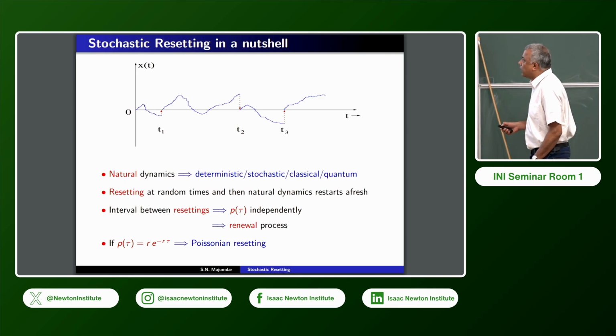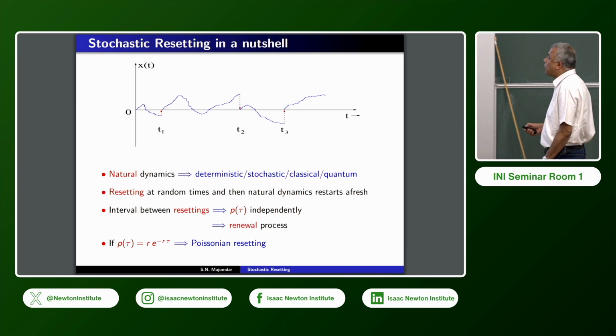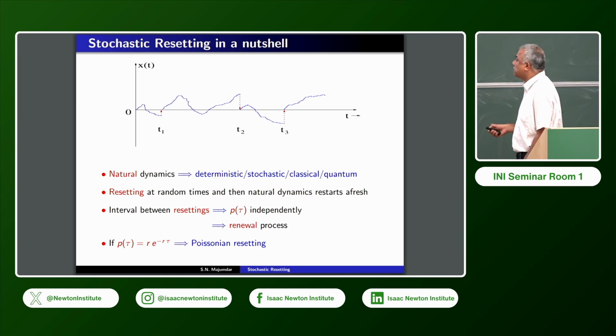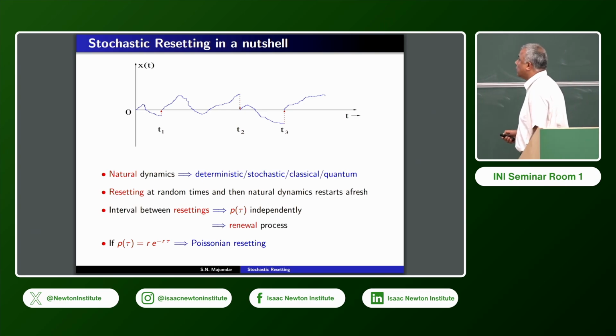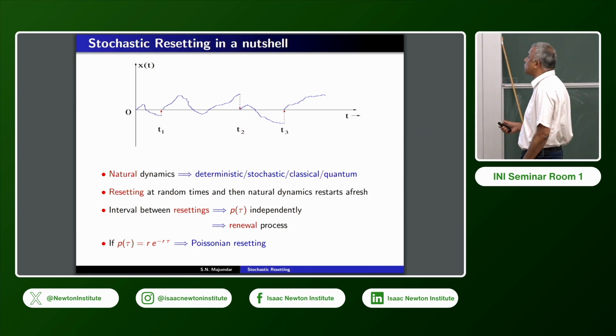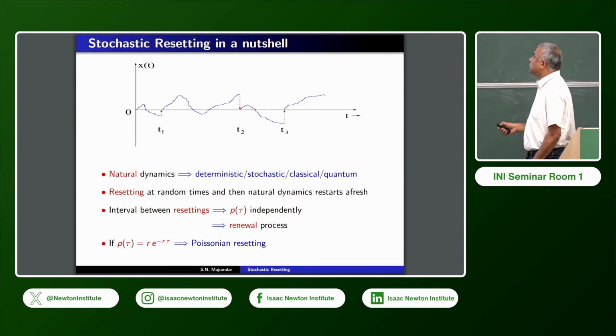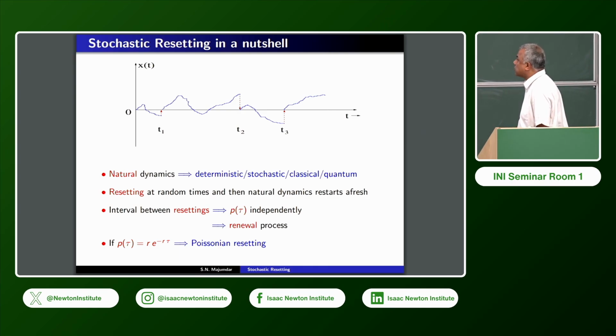You can have any system, either a single particle or many body system, and it has its natural dynamics, which can be either deterministic or stochastic, classical or quantum, whatever you want. I'm schematically representing it here. So it has its own evolution, and then at random times, you reset to the initial configuration, or to some configuration drawn from some distribution, and then you restart the natural dynamics again.